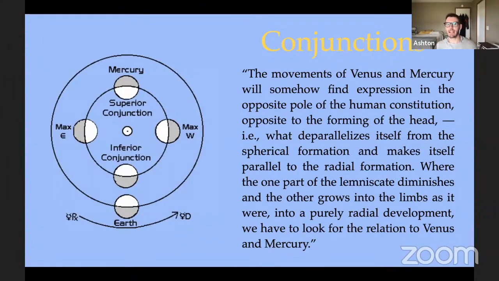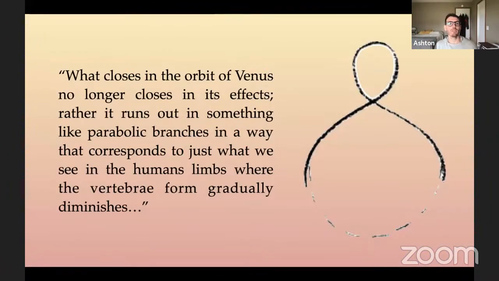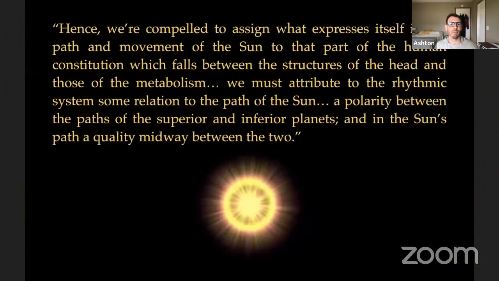And so they are enhancing that radial activity, whereas the outer planets, Jupiter, Saturn, Mars, they're opposing that and exercising the opposite polarity, the sphere. "So what closes in the orbit of Venus no longer closes in its effects. Rather, it runs out in something like parabolic branches in a way that corresponds to just what we see in the human limbs, where the vertebrae form gradually diminishes." So again, I'm connecting this with Venus and Mercury disappearing into the sun, but maybe one of you has another idea about that.